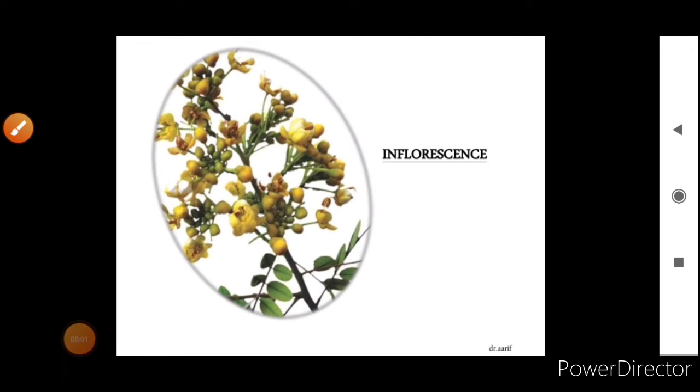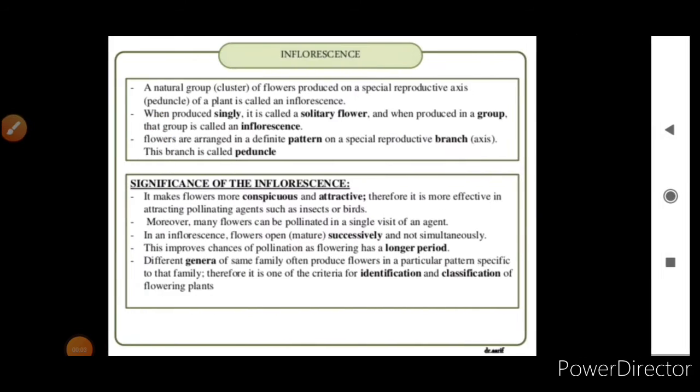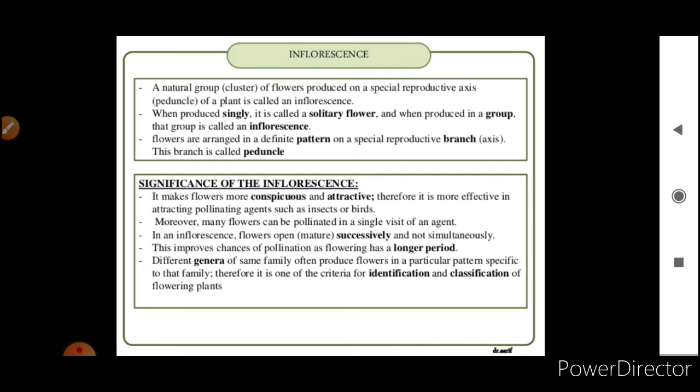Now we will start with the topic inflorescence. Okay. Now what is inflorescence? A cluster of flowers produced on a special reproductive axis, that is the peduncle of a plant, is called an inflorescence. Okay. So we can say that the arrangement of the flowers on the peduncle is nothing but the inflorescence.